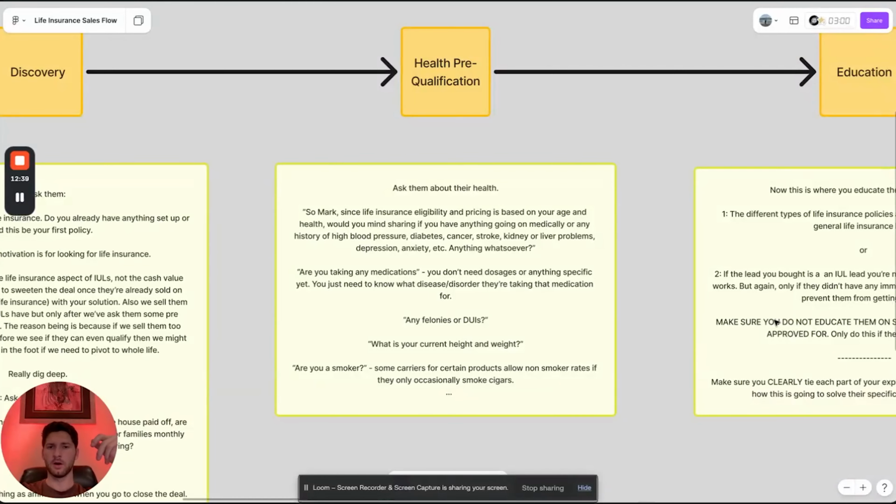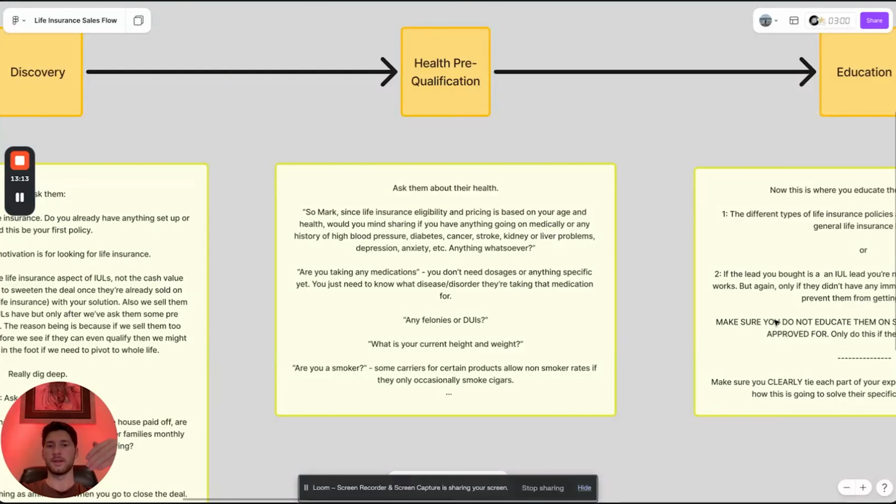Okay. So the next thing then, especially with IULs or fully underwritten whole life policies, because they are financial products, you have to ask them things like any felonies or DUIs in the last 10 years? Very important. Also things like, what is your current height and weight? Also, are you a smoker?